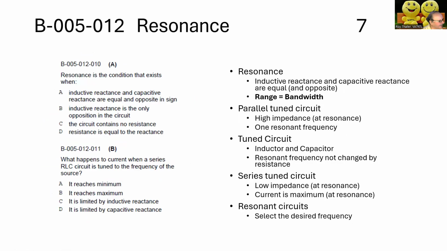Resonance is a condition that exists when the inductive reactance and the capacitive reactance are equal and opposite in sign. What happens to current in a series RLC circuit tuned to the frequency of the source? So that means it reaches its maximum. So C is the correct answer.